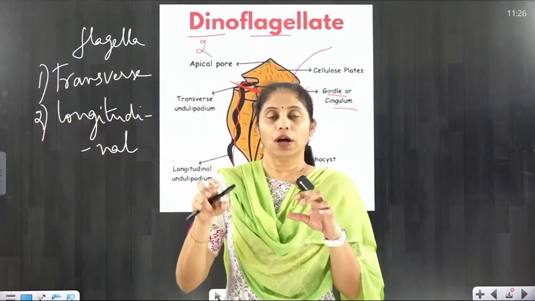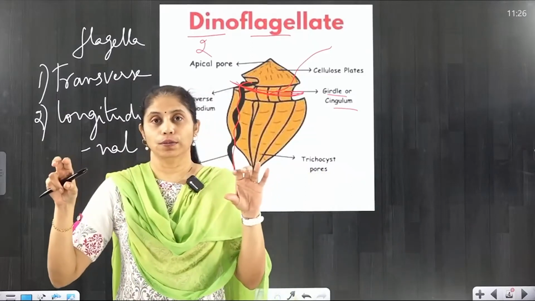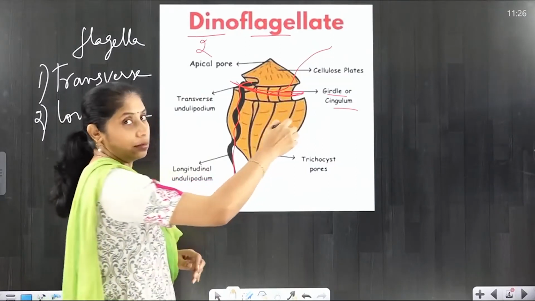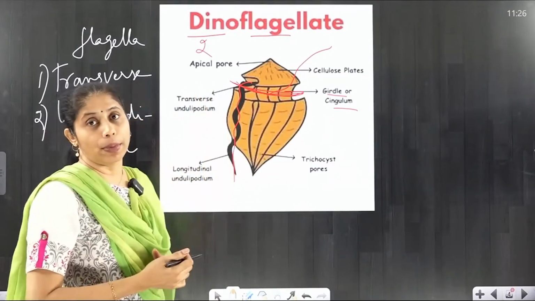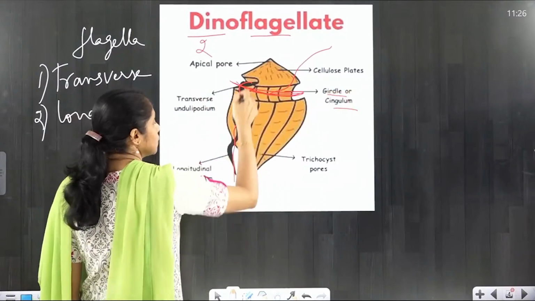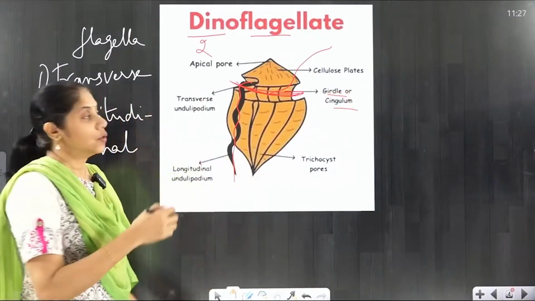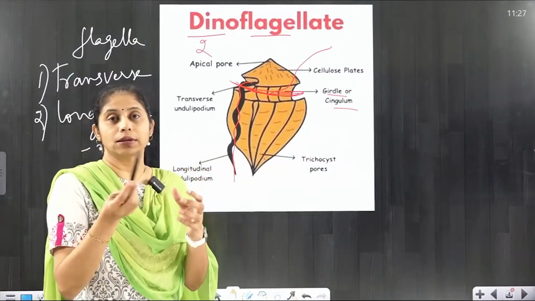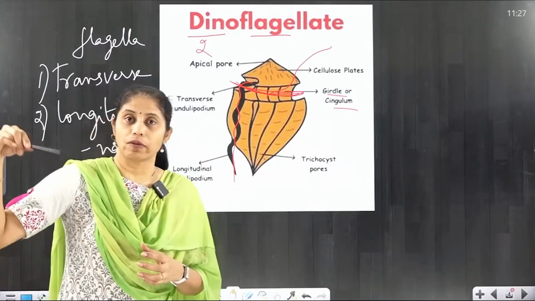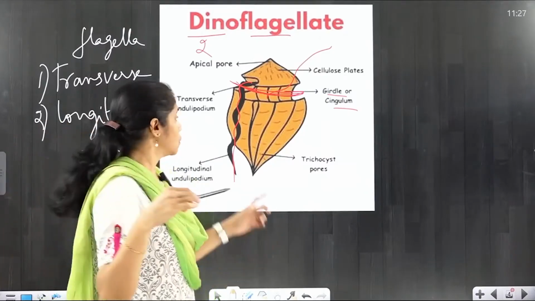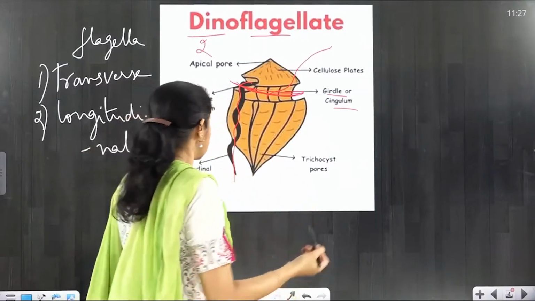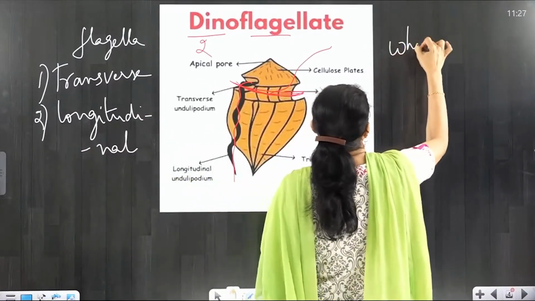And both the flagella will be there in the transverse groove. The transverse groove will be present in this center. Not exactly center, a little bit towards the upper side only. So in that area, you will have one transverse flagellum like this, and one longitudinal flagellum will be there. So they will be showing rotation movements like this. The upper flagellum, the longitudinal one, will be rotating like this. The transverse one will be rotating sideways. So it will be showing whirling-like movements. These are also called whirling whips.